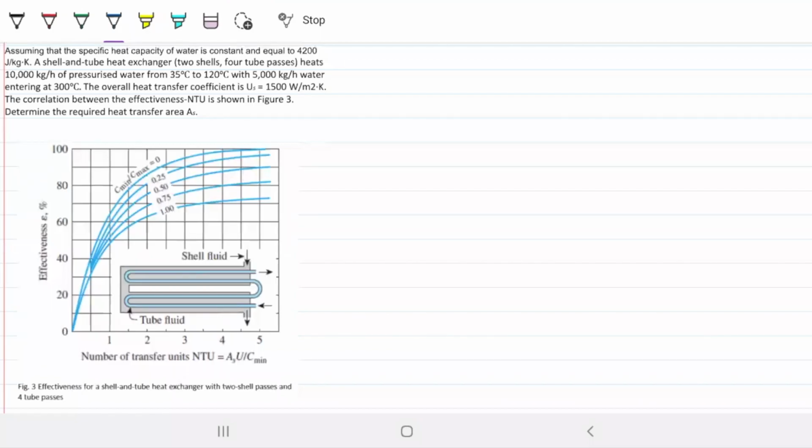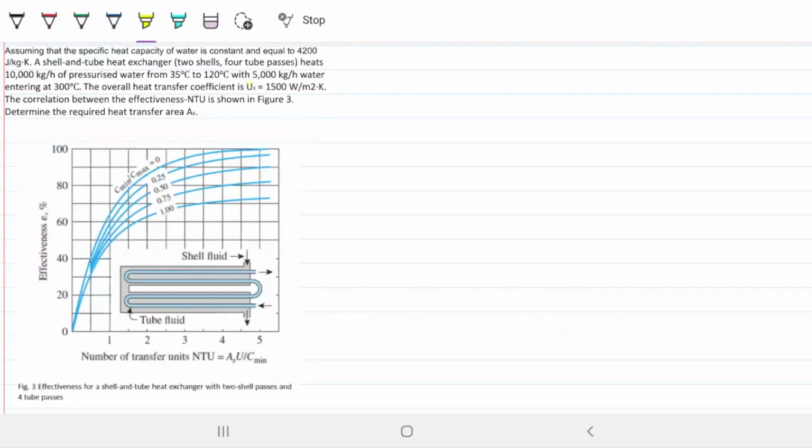Assuming that specific heat capacity of water is constant and equal to 4200, a shell and tube heat exchanger, 2 shells and 4 tubes, heats 4,000 kilograms per hour of pressurized water from 35 to 120 Celsius, with 5,000 kilograms per hour of water entering at 300 Celsius. So we're using hot water to increase the temperature of pressurized water. That's pretty much it. The overall heat transfer coefficient is U equals 1500.